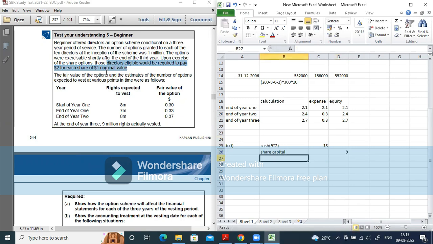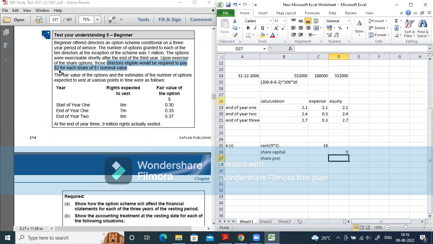Then for 1 million, actually the eligible directors are required to pay $2 for this. But the nominal value is only 1. So the remaining amount we generally show as share premium. So the share premium amount would be how much? There is a difference of 1. Here you can see this.